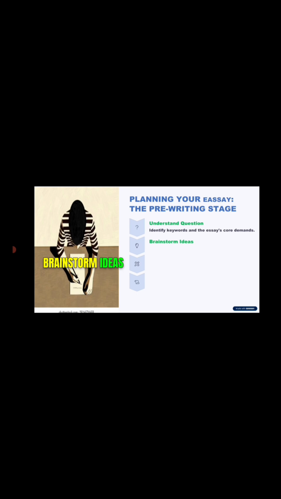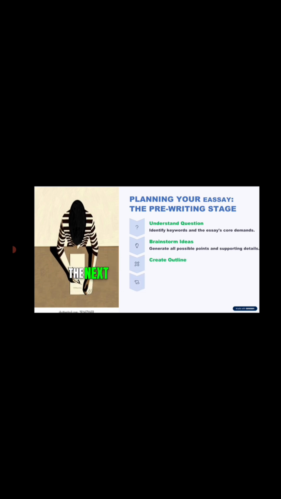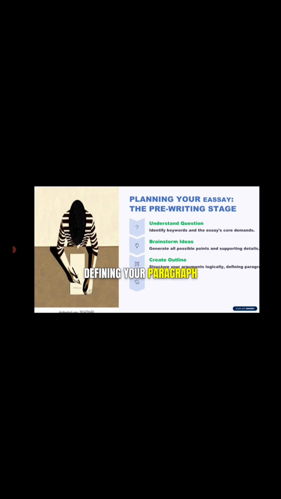Brainstorm ideas. To brainstorm means to think carefully. In the process, you will generate all possible points and supporting details. The next is to create an outline. An outline is a list of the key points you need for writing an essay. This will help you to structure your arguments logically, defining your paragraphs.